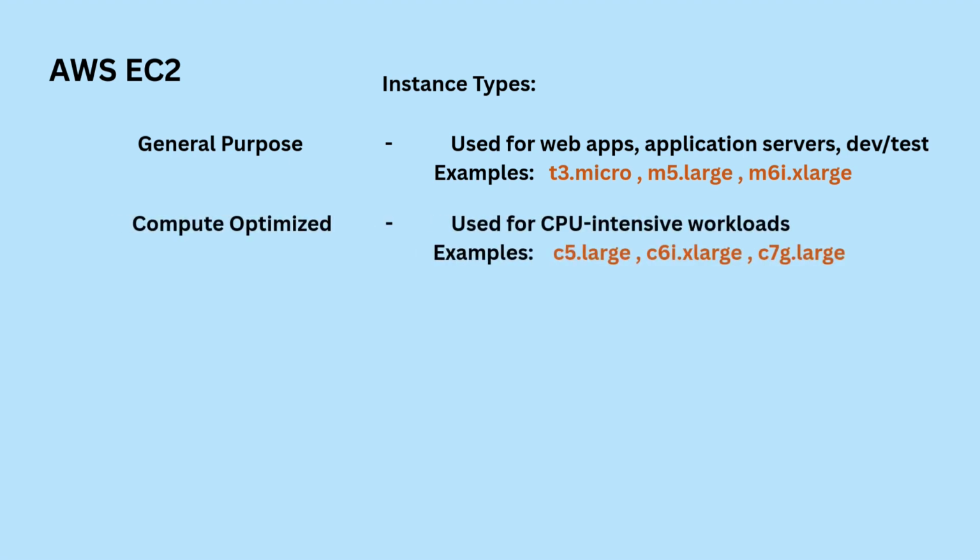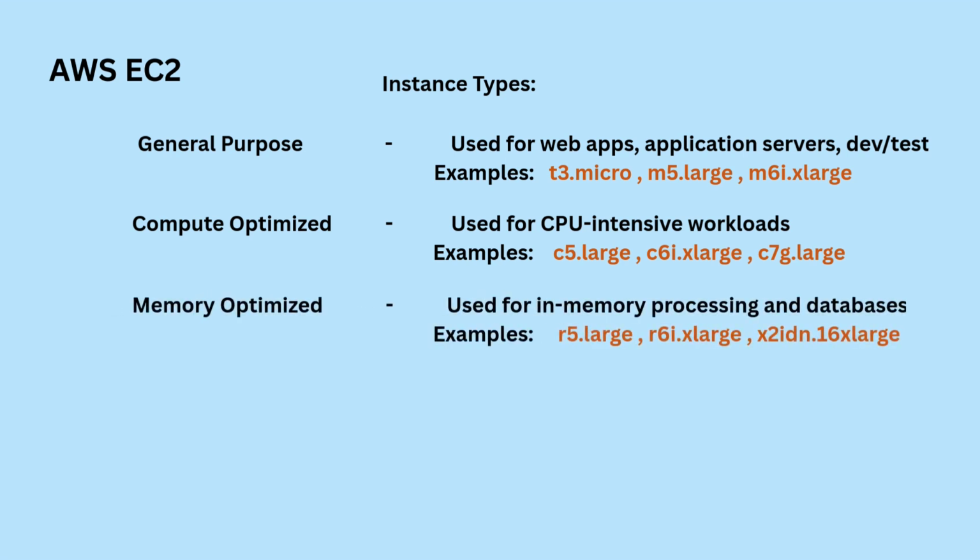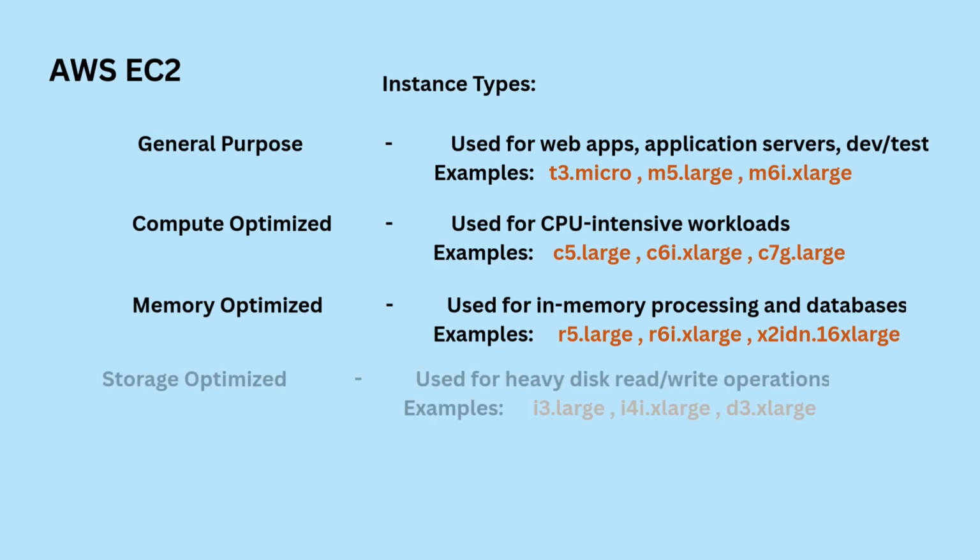Next we have compute optimized instances. These are designed for compute intensive applications, which give us high performance. These are good for batch processing workloads, media transcoding and high performance web servers. And then we have memory optimized instances. These are good for delivering fast performance for workloads that process large data sets in memory.